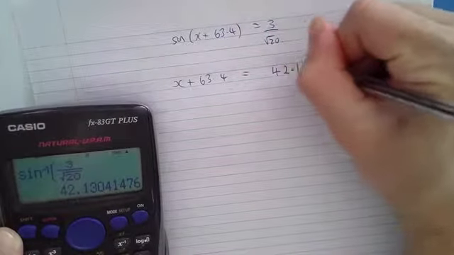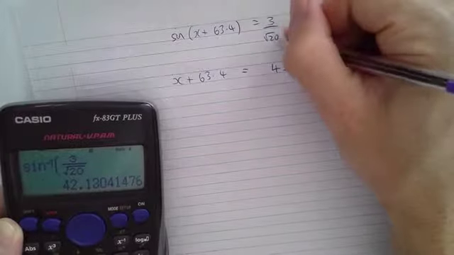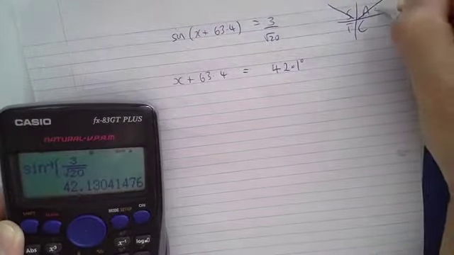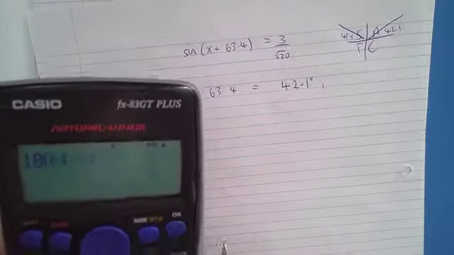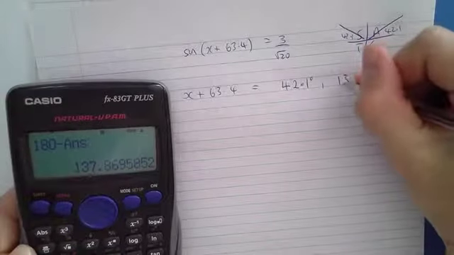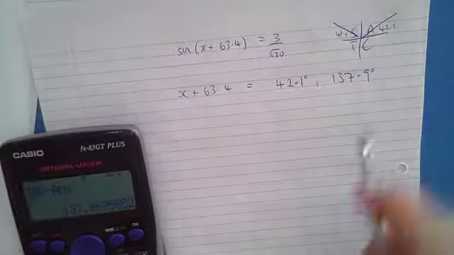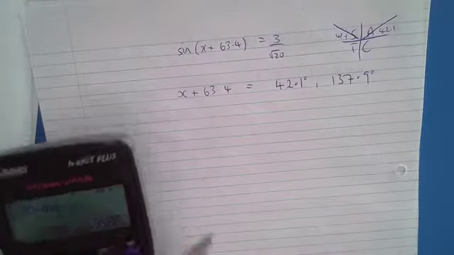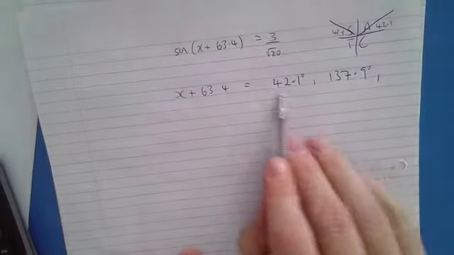42.1. But remember, 3 over root 20 is positive divided by positive, so it'll be a positive. So all in sine, 42.1. So I need to do 180 minus that to give me 137.9. Now, bear in mind, we're going to take away 63.4 off each of these, and it wants my range in the question between 0 and 360, I think it said. Yeah.